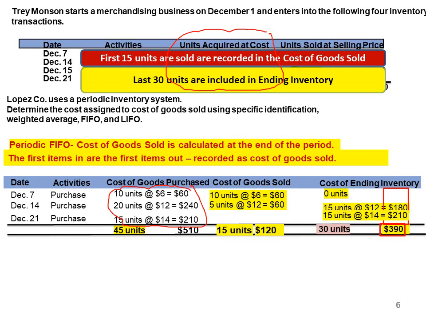Then on December 14th, we had 20 units purchased. 5 of them were sold, which means that 15 are remaining. So we record the difference, which is 15 units, at its cost price of 12. So we get 180. Then on December 21st, we had 15 units. None of them were sold, so they are all remaining in the ending inventory. So we record 15 units times its cost price of $14, which gives $210. Now we add the $180 plus $210 to get the total cost of ending inventory, which is $390.